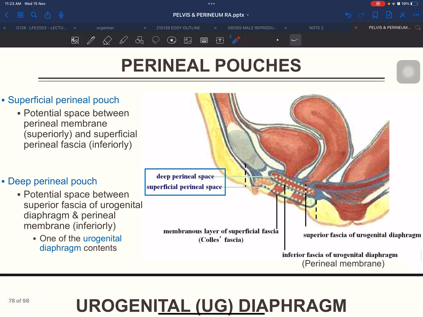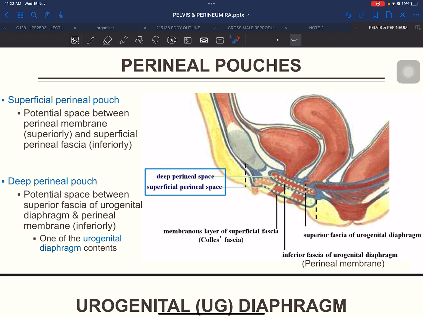Have we covered the perineal membrane already? Not yet. Okay, I think I should present the deep perineal pouch first. Can we go to the deep perineal pouch first? This is the deep perineal pouch.